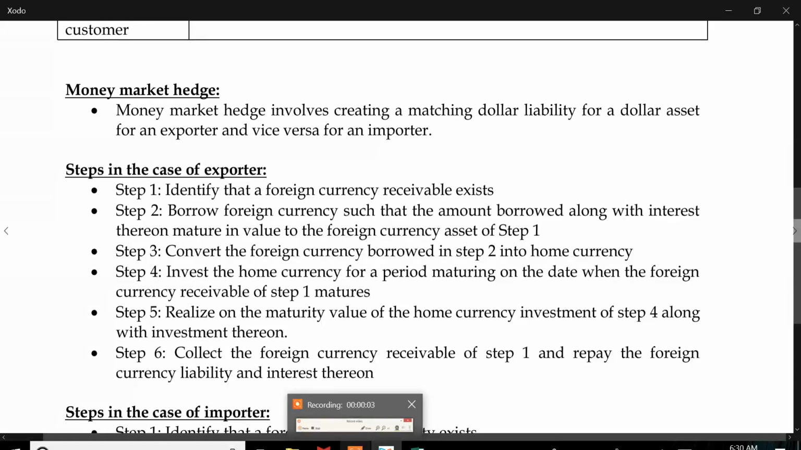Okay, today we'll start with the pending areas of international finance. Let me complete that and then I'll go back to interest rate futures, options and swaps. Five to six topics of international finance are pending, and interest rate futures and options are pending. Today we'll start with an area called money market hedge.